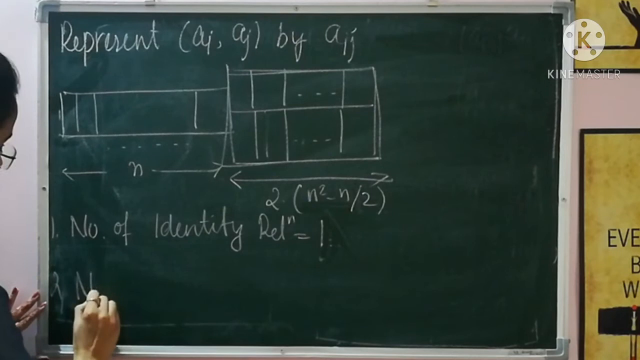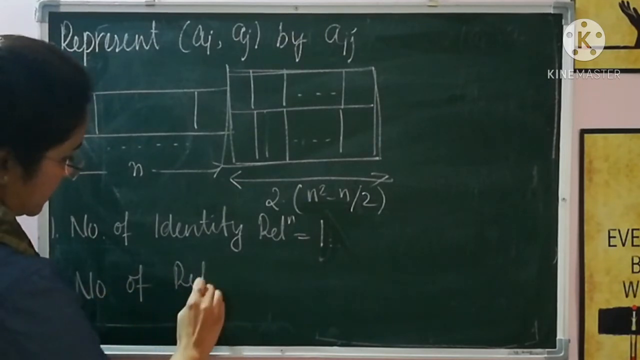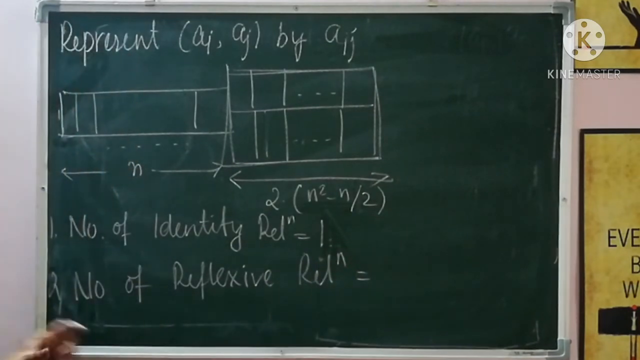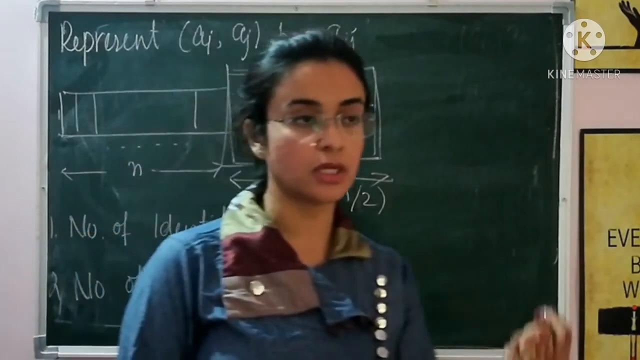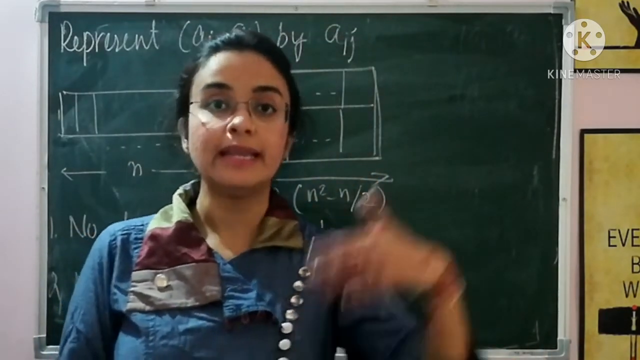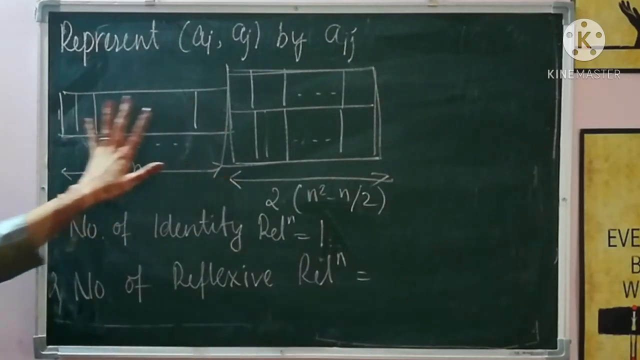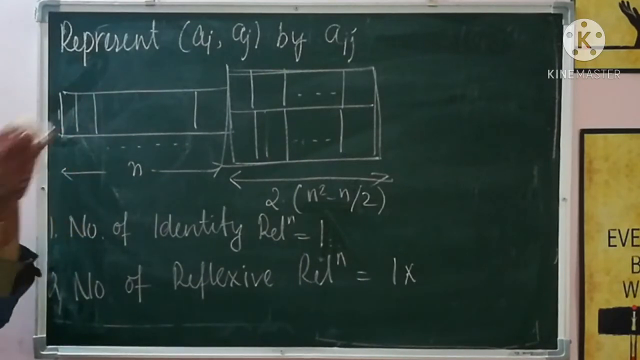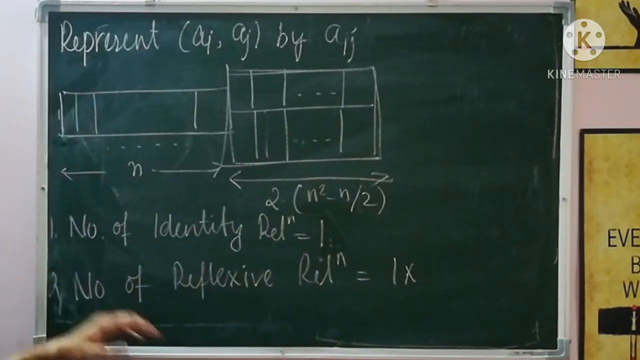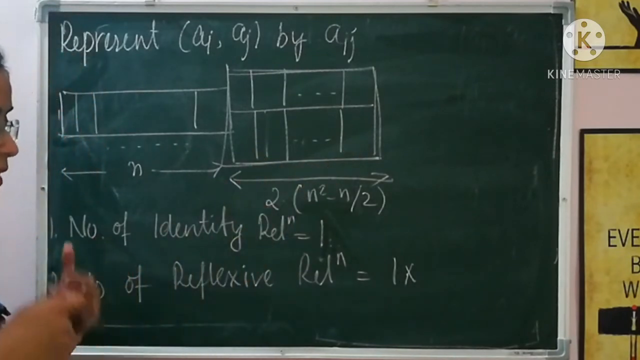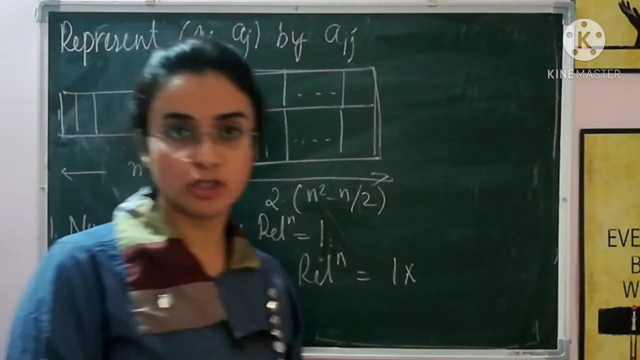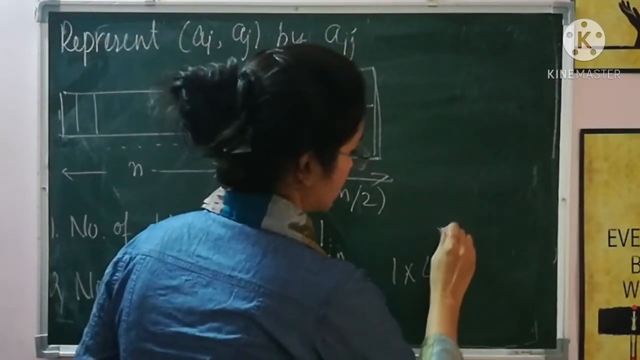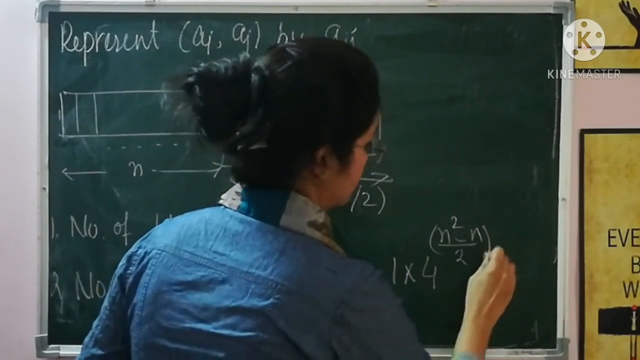Next is the number of reflexive relations. Now in a reflexive relation, you have to choose all the elements that are related to themselves, and extra, right? So you have to choose all the elements from here. This can be done in only one way. Then from this box, this is up to you. You can choose them or you cannot choose them, and there are 4 different ways. So I can say that the number will be 4 raised to the power (n square minus n) by 2, right?